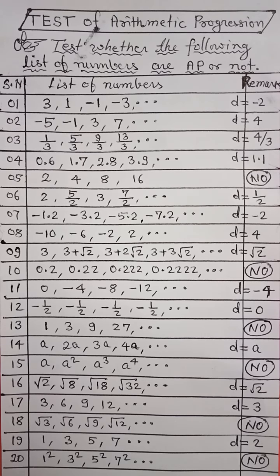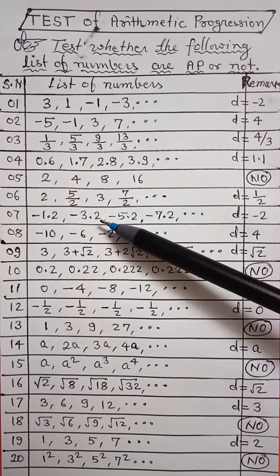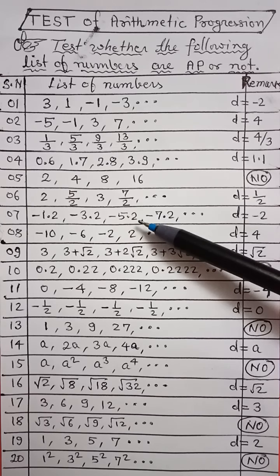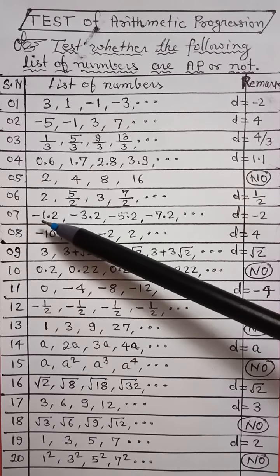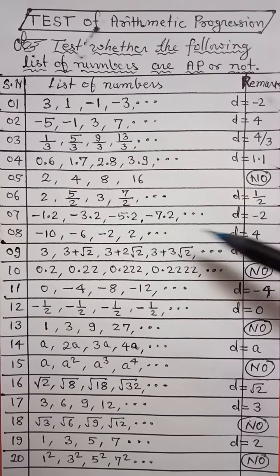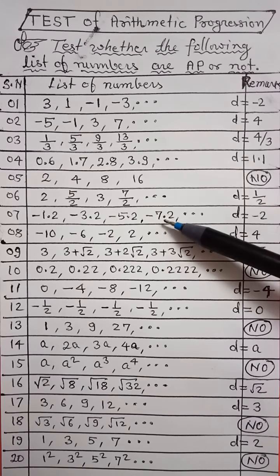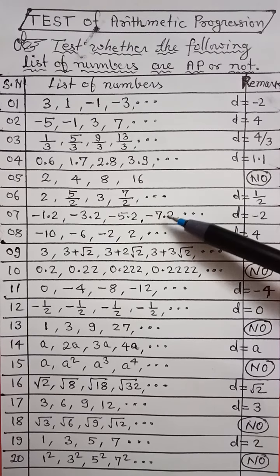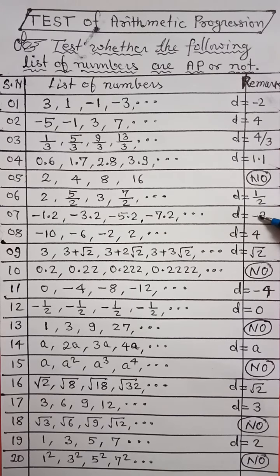Now let us look at seventh example. Here minus 1.2, minus 3.2, minus 5.2, minus 7.2, and so on. Here minus 3.2 minus of minus 1.2. That means the difference is going to be minus 2. Similarly here the difference is going to be minus 2. Minus 7.2 minus minus 5.2, the difference is going to be minus 2. Hence we get a common difference, and therefore it is an example of an arithmetic progression.